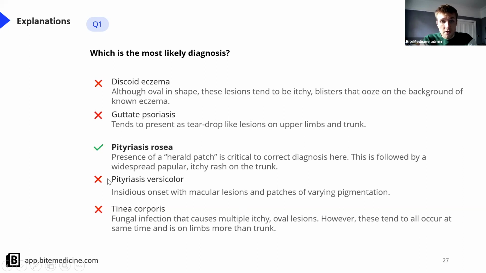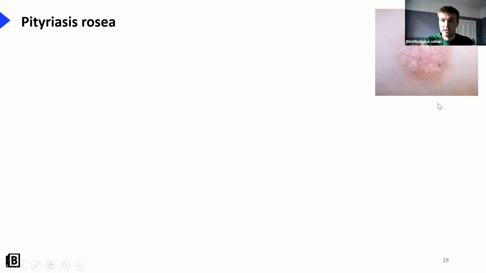Pityriasis versicolor, although it sounds similar, is a completely different diagnosis, and we will cover it shortly. And tinea corporis, again, can be a bit of a distractor here. Fungal infection of the body causing multiple itchy oval lesions, but again, you'd expect this to occur at the same time, and it also tends to be on the limbs rather than the trunk. So Pityriasis rosea, here's a nice close-up image of it.